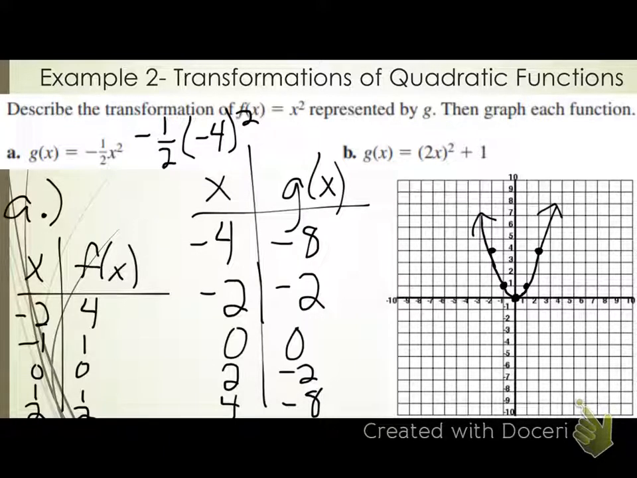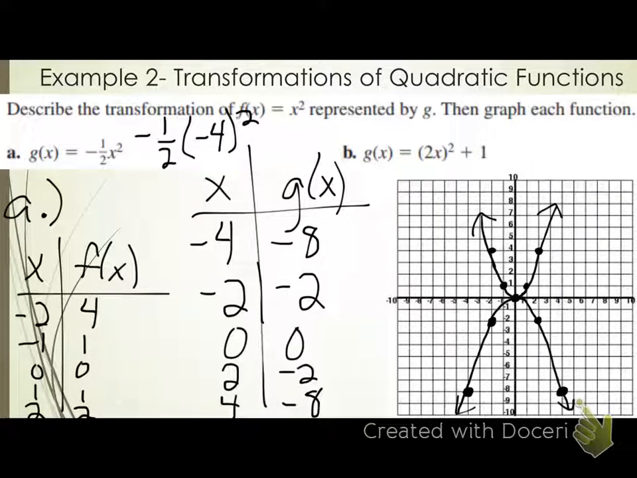It'd be here. Negative 2, negative 2, it'd be here. 0, 0 is already graphed. 2, negative 2. And then 4, negative 8. Connect my points with a parabola. And there's my graph of g of x.